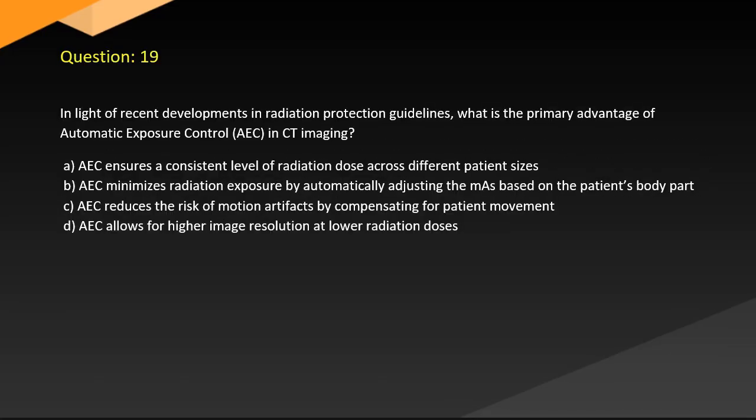Question 19. In light of recent developments in radiation protection guidelines, what is the primary advantage of automatic exposure control, AEC, in CT imaging? A. AEC ensures a consistent level of radiation dose across different patient sizes. B. AEC minimizes radiation exposure by automatically adjusting the mAs based on the patient's body part. C. AEC reduces the risk of motion artifacts by compensating for patient movement. D. AEC allows for higher image resolution at lower radiation doses.